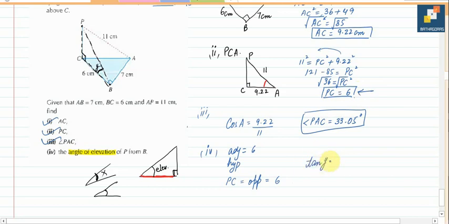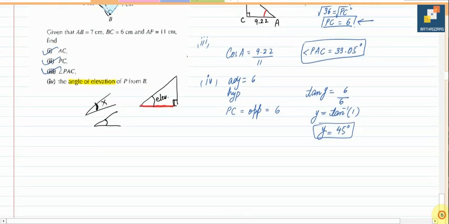So tan Y is equals to opposite divided by adjacent. So it will be Y is equals to tan inverse of 1, and Y is equals to 45 degree. So that is your answer of angle of elevation.